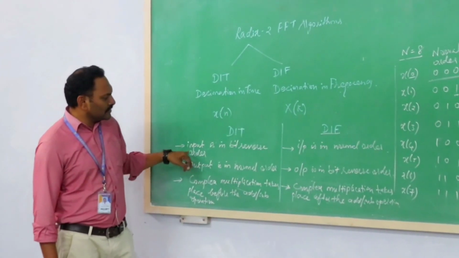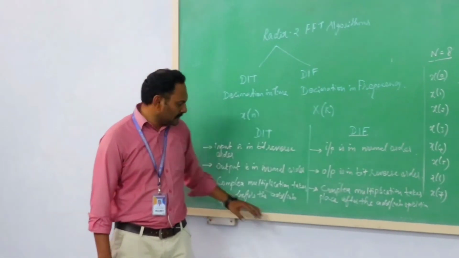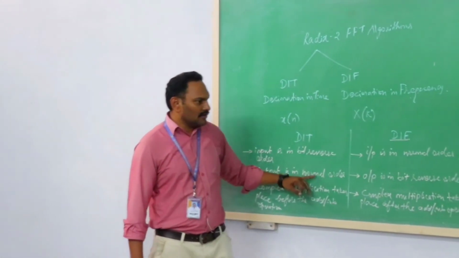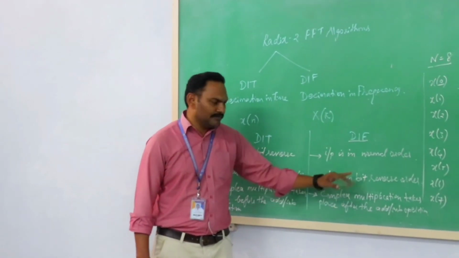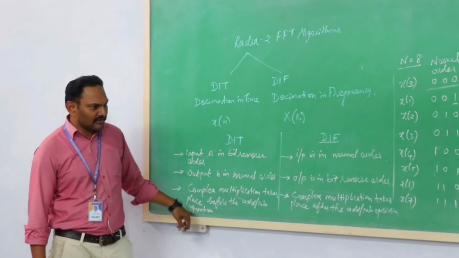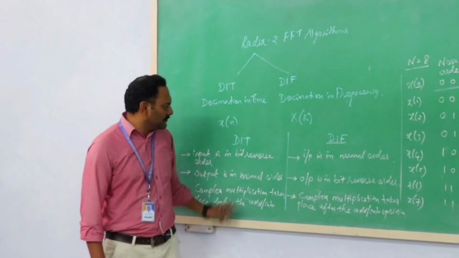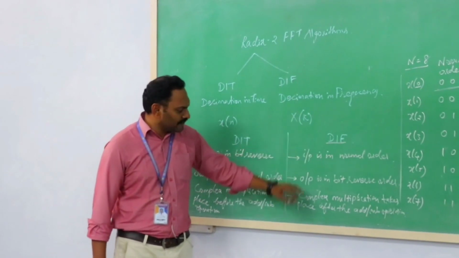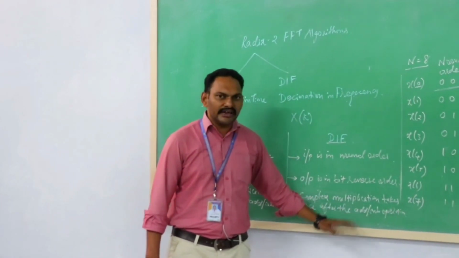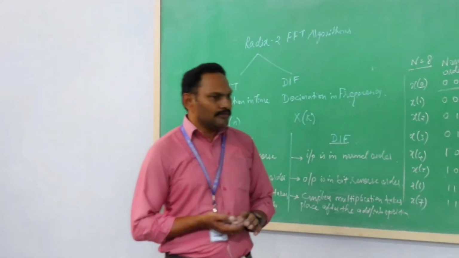In DIT, the input is in bit reverse order, and in DIF the input is in normal order. Likewise, the output is in normal order in DIT, and in DIF the output is in bit reverse order. And also we have seen the complex multiplication and complex addition relations. Complex multiplication takes place before the add and subtract operation in DIT, and in DIF complex multiplication takes place after the add and subtract operations. Let us see the problem in the next video.